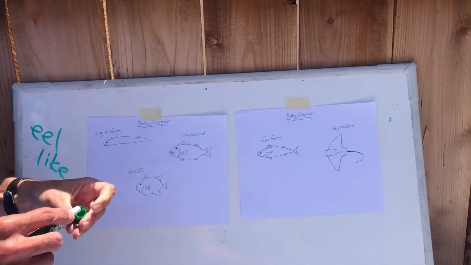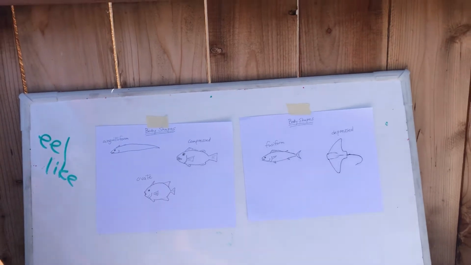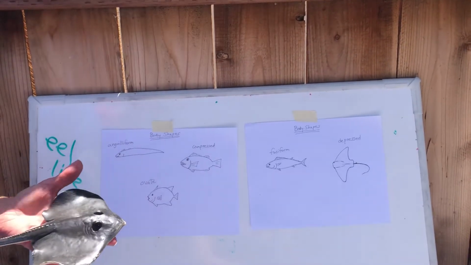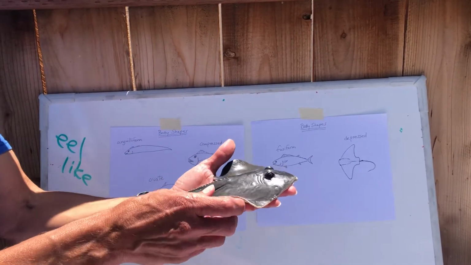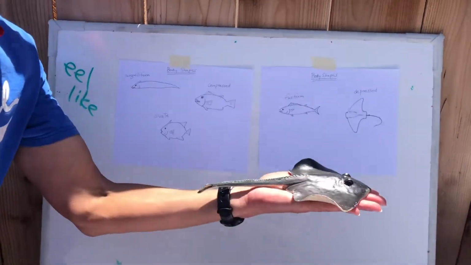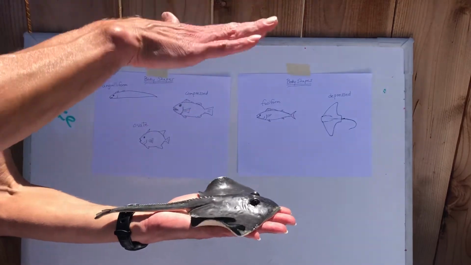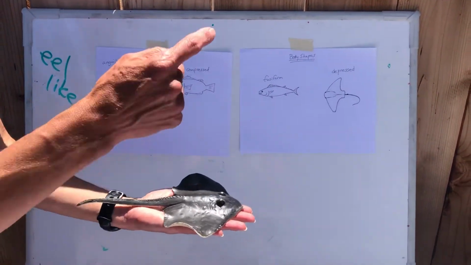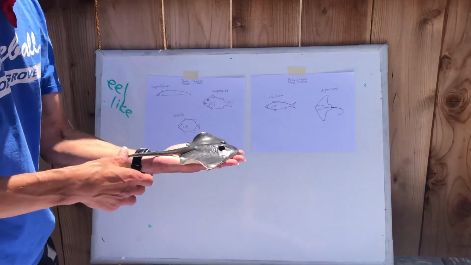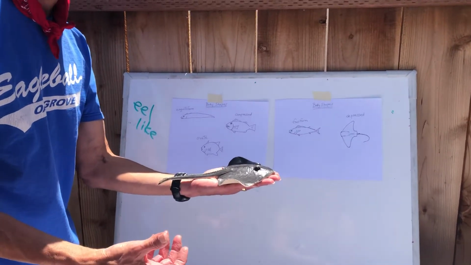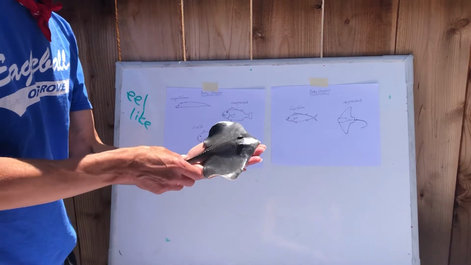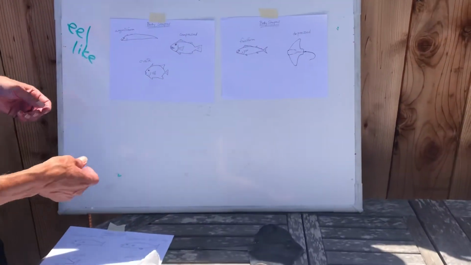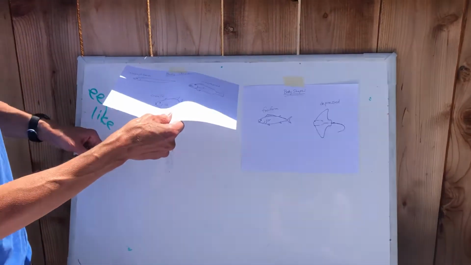Then we have depressed. So this is a picture of a stingray called a bat ray. So these fish swim like this. And so depressed means that they're flat and they lay on the bottom like this. That's what depressed means. So rays and skates and flatfish like halibut and sand dabs and sole and stuff like that are all depressed. Okay? So those are the different body shapes.